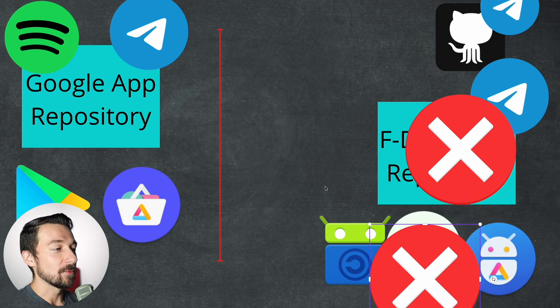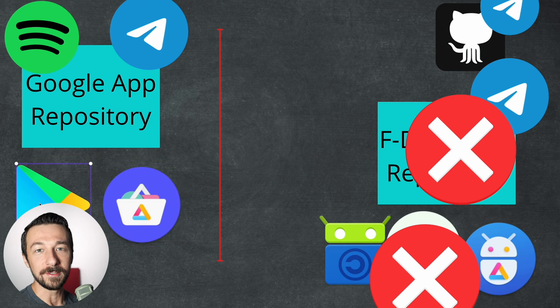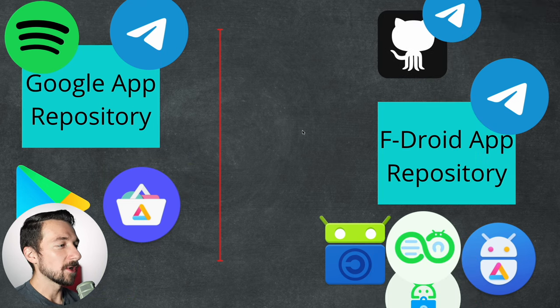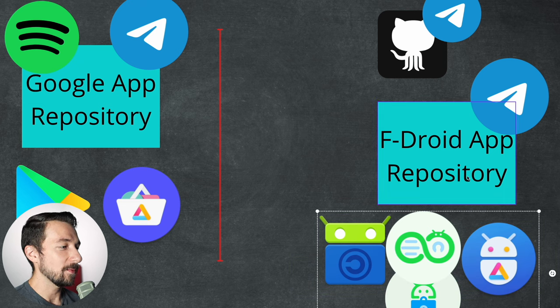So to answer the question, where should you download it from? In the case of Telegram, or whatever app you have that's available in both locations, I would say download that using either Aurora Store or the Google Play Store, whichever one you have on your device, and whichever one you prefer to use. If all the apps you use are available in the Google App Repository, then these are all you need to use. So I just want to go over a couple more things in regards to the clients used to access the F-Droid App Repository.